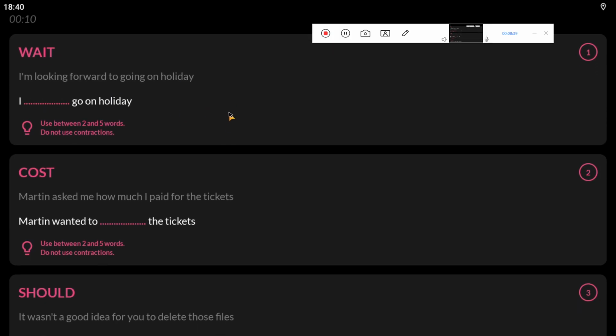Number one, we have wait. So I'm looking forward to going on holiday. Okay, this is another one. This is a three particle phrasal verb that is looking forward to. Is the whole phrasal verb looking forward to or look forward to? It depends, right? But always after this phrasal verb, all of the verbs have to go with ing form. All of them, always.